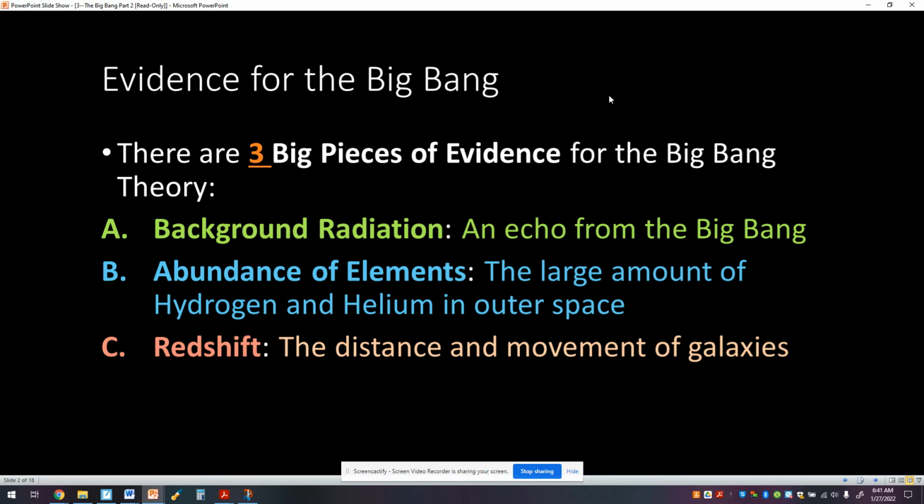Abundance of elements. So there is a large amount of hydrogen and helium in outer space. And hydrogen and helium, if you'll notice, on our periodic table, are the first 2 elements on the periodic table. And so they're the most common. And we'll kind of discuss why here in a little bit. And then redshift, we're going to briefly discuss that today, but we won't get too deep into that until next time.